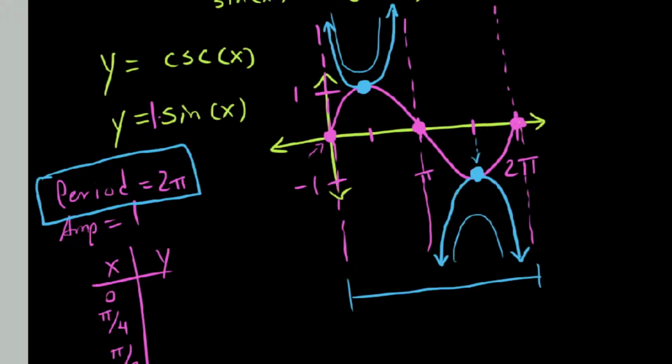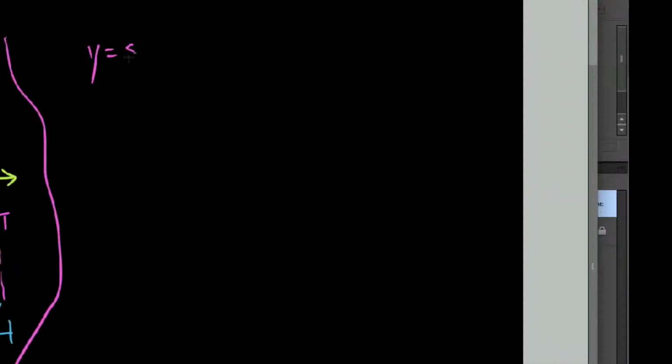Okay, so now let's explore the graph of y equals secant x. So y equals secant of x. Well, I'll tell you what, if you wanted to graph y equals secant x, what I'm telling you is you just need to know how to graph y equals cosine of x.